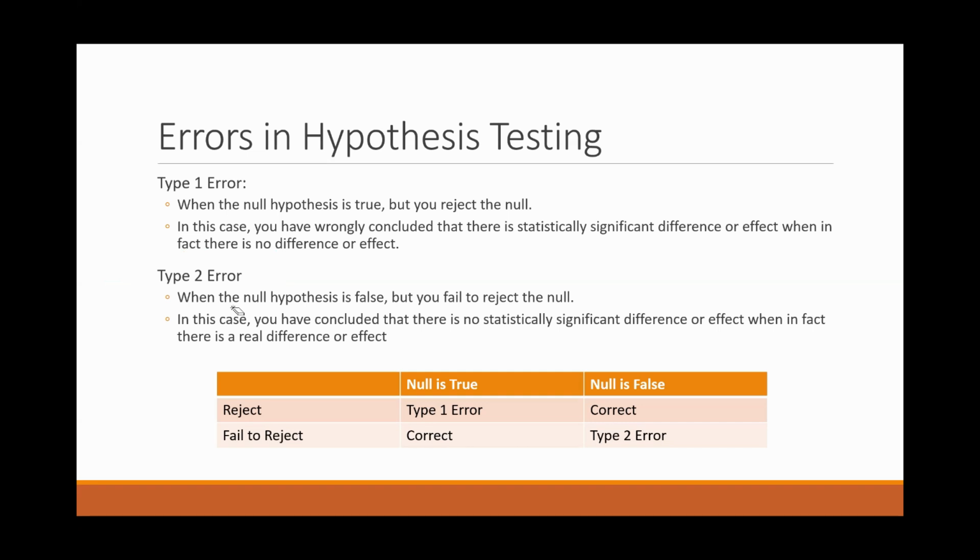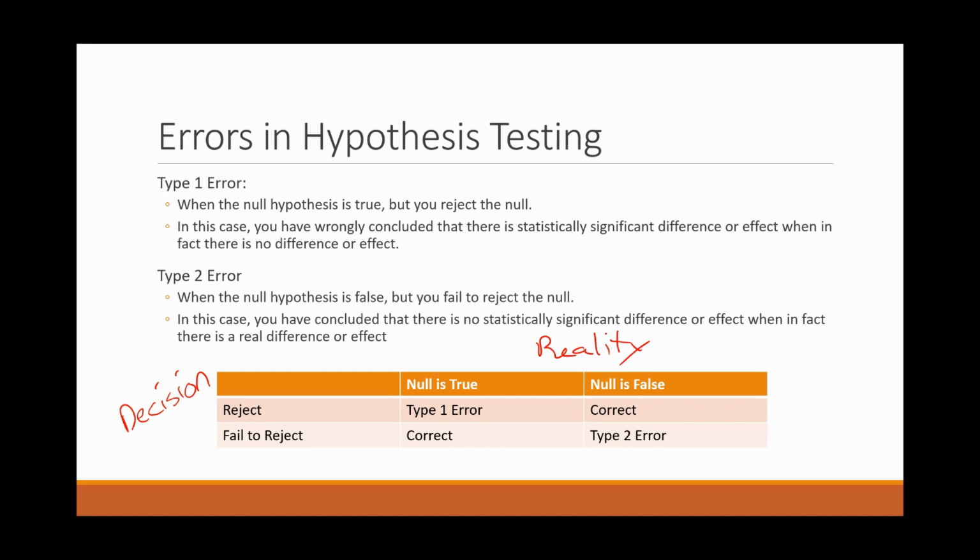So one way to think about it is to look at this table. In the columns, you'll see statements about reality. It's possible that the null is true, and it's also possible that the null is false. We don't know which one is true, right? We don't know if the null is true or not. We're trying to make a judgment call. So either the null is true or the null is false, and we are making a decision. This is our decision, and this is reality.